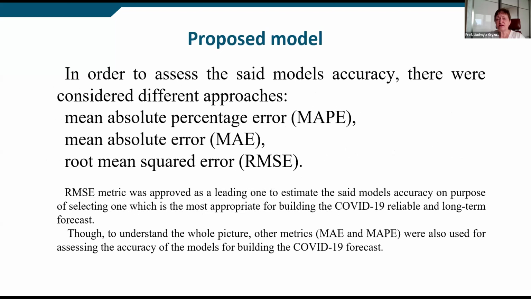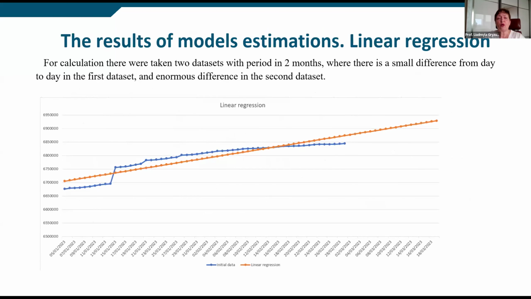In order to assess the models' accuracy, we considered different approaches: mean absolute percentage error, mean absolute error, and root mean squared error, which was approved as the leading one to estimate the models' accuracy. Although, to understand the whole picture, other metrics were also used to assess the accuracy of the selected models. Here you can see the results of our estimations. For calculation, we took two data sets with a period of two months, where there is a small difference from day to day in the first data set and enormous differences in the second data set.